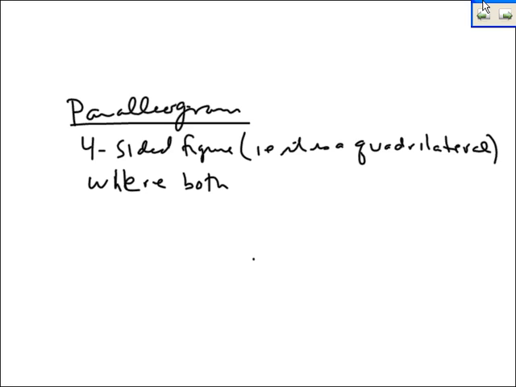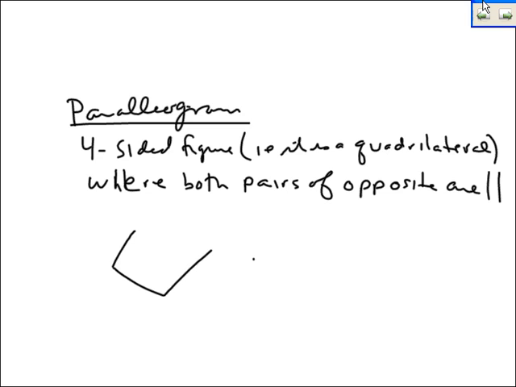both pairs of opposite sides are parallel. So, for example, this figure. This side and that side are opposite. This side and this side are opposite. This is not a parallelogram because this side and that side are not parallel. For the record, neither are these.